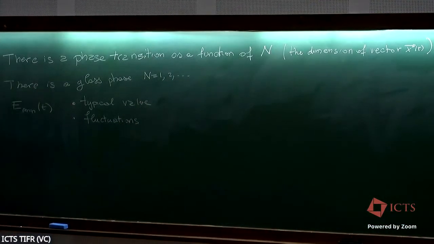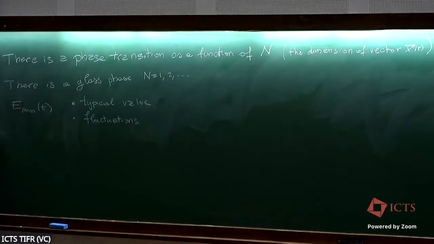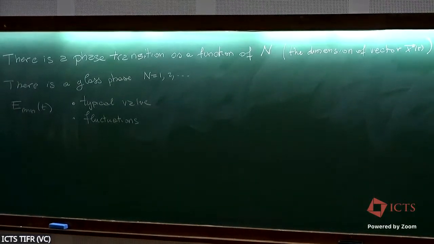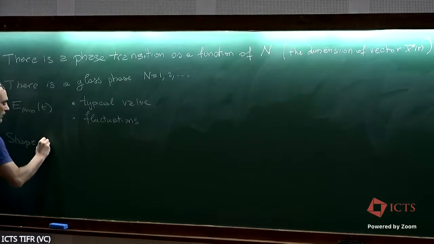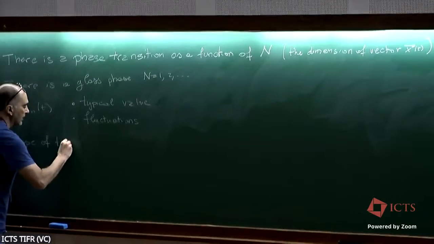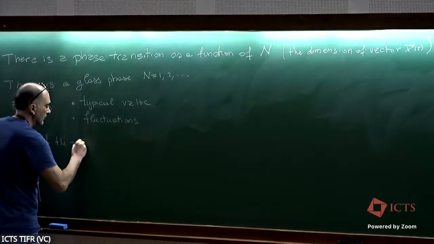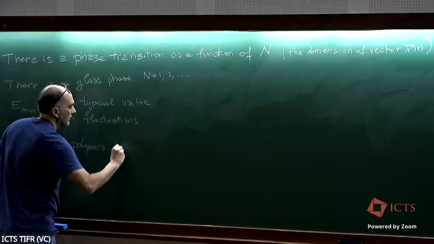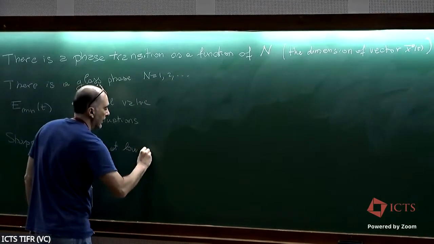okay? And then the difference with the REM: in the REM, the configurations were IID, so there was no connection between the energy configurations, while here we have a real microscopic model. So could we say something about the shape of the polymers at low energy?